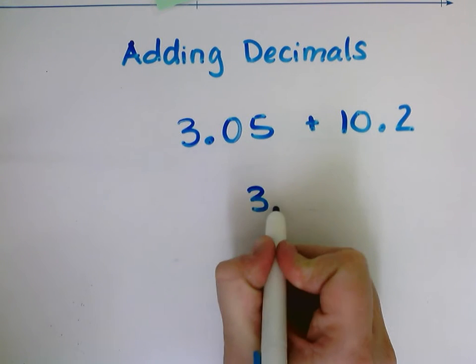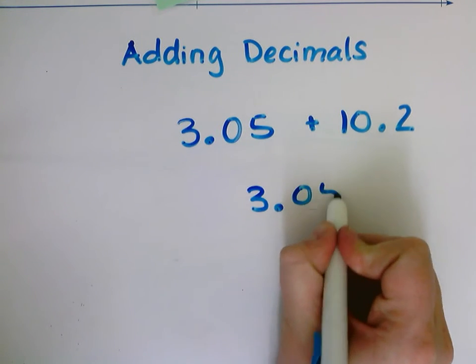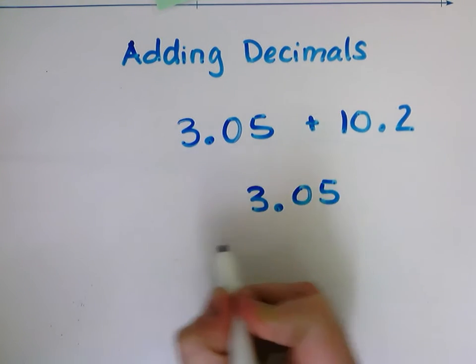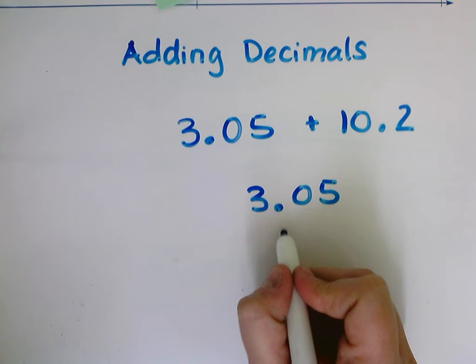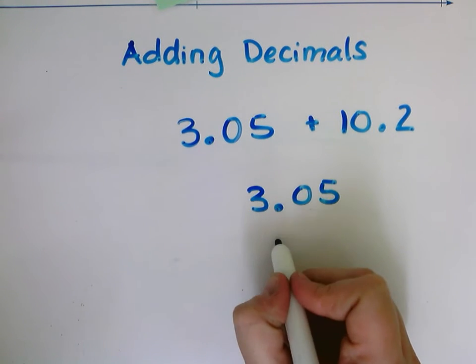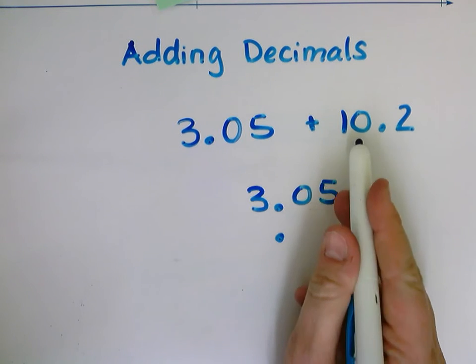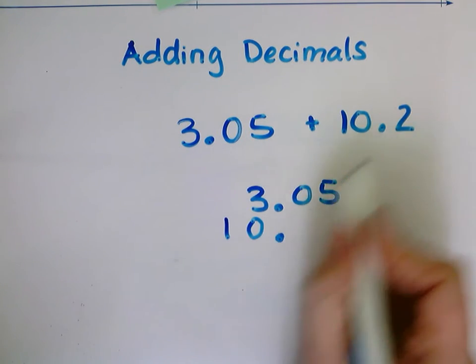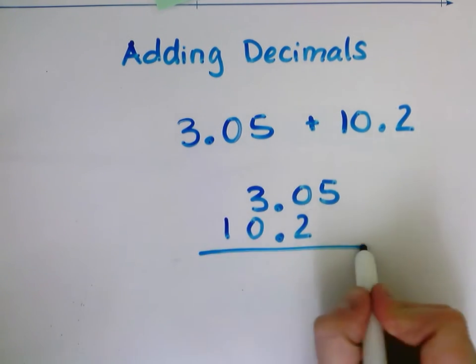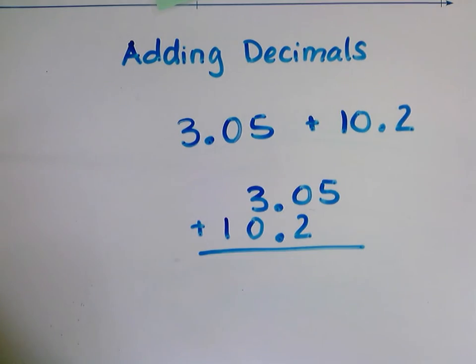So if I put 3 and 5/100, and I was going to add it to 10 and 2/10, my trick is I'm always going to put my decimal point first, and then I say, okay, I've got 10 on this side, I've got 2 on that side. So when I add, my decimal points are still lined up with each other.